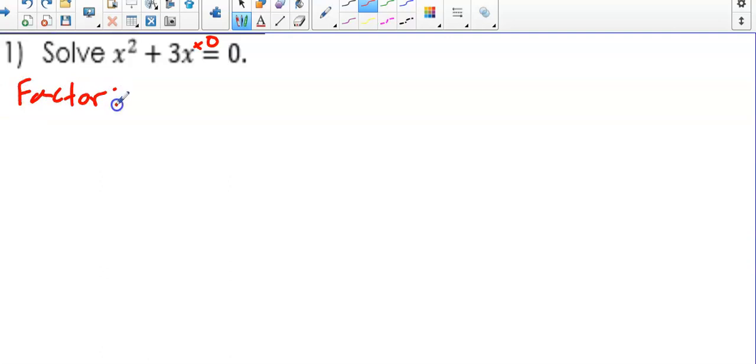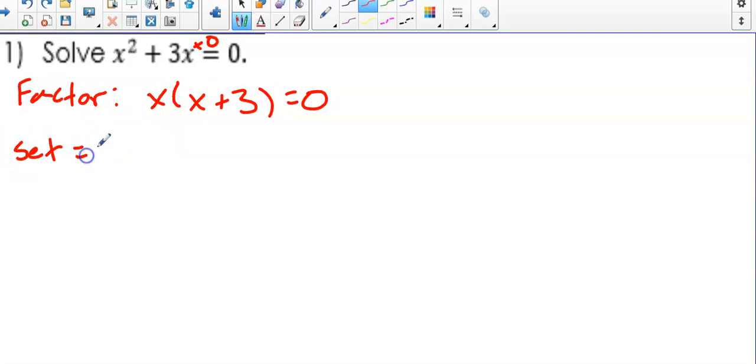So I'm looking at this and I notice that both my terms have an x in common. So I'm going to factor out that x. So x squared divided by x is x, and 3x divided by x is 3. Now there's nothing else that I can factor out, so this is as factored as it's going to get, and I need to make sure I bring down that equals 0. Now, I'm going to set each part equal to 0.